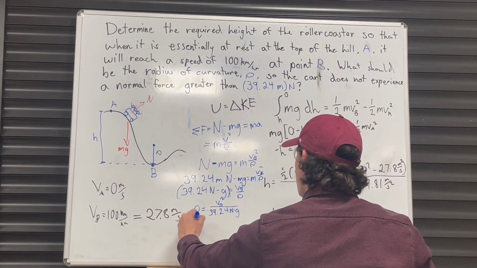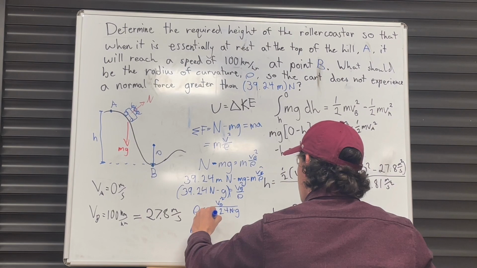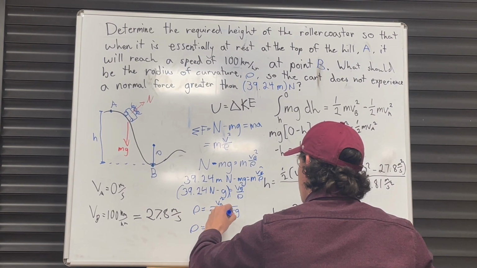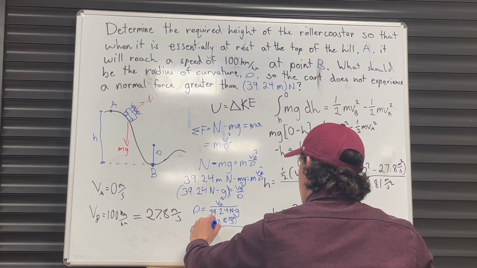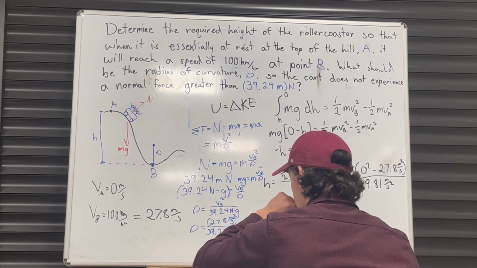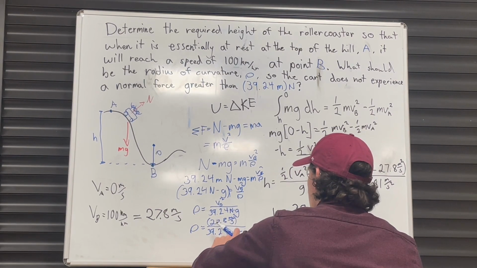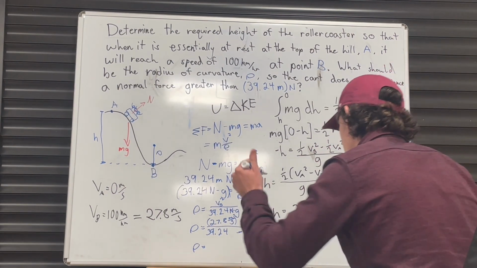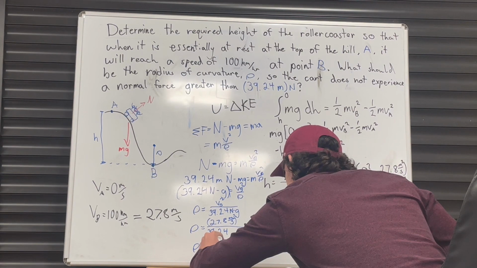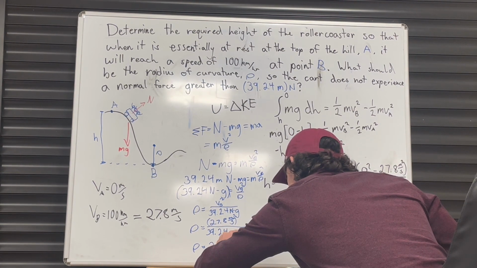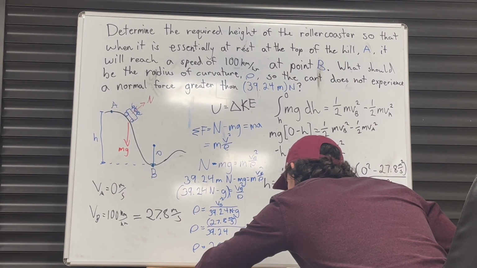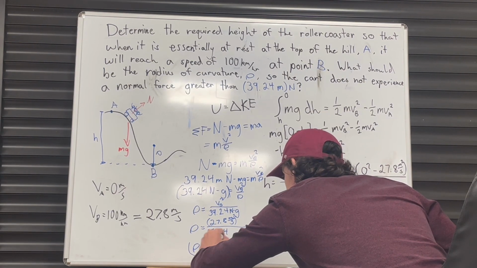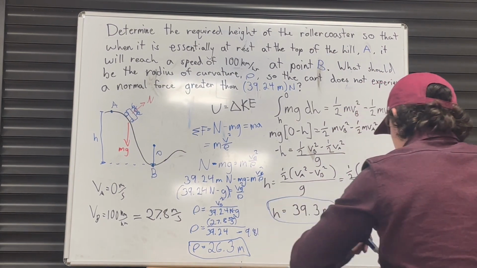So rho equals 27.8 meters per second squared over 39.24 minus 9.81. Rho should equal 26.3 meters. There we have it. Work and energy.